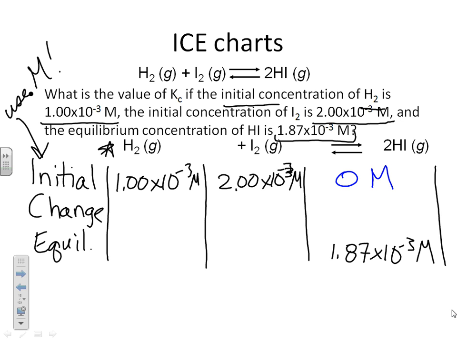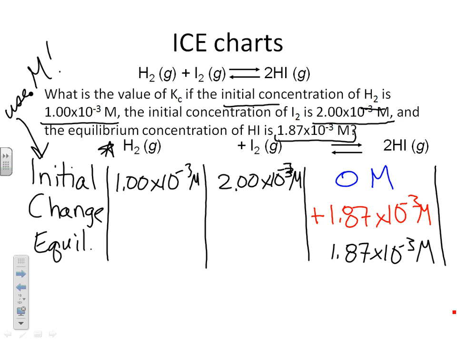Now, looking at this information, we next try to figure out change. The only one that we know for sure the change in is the last one, the HI, because we know the initial and we know the final. We know the equilibrium concentration. So the question becomes, how do you get from 0 to 1.87 times 10 to the minus third molar? What changes that? Well, this is pretty clear. I think you've got to add 1.87 times 10 to the minus third. So that's the change for the HI. We know we started at 0. We know we ended at 1.87 times 10 to the minus third. So in order to get there, we've got to add 1.87 times 10 to the minus third.